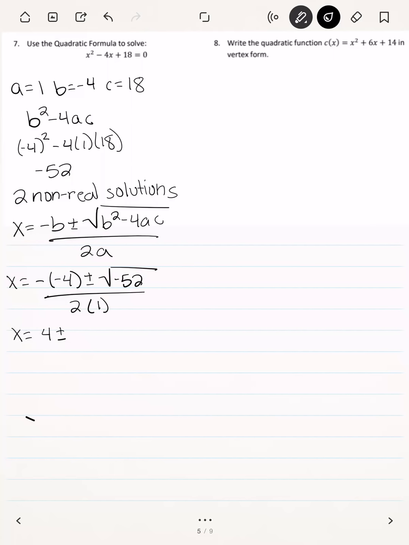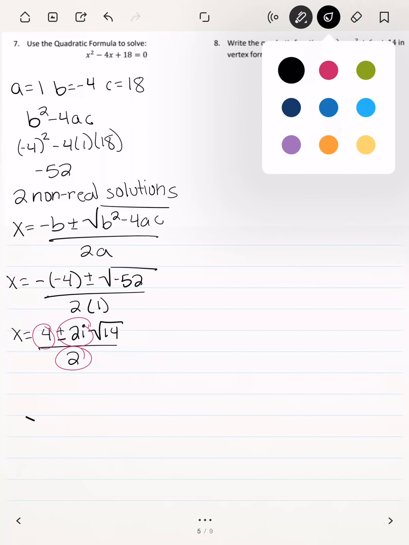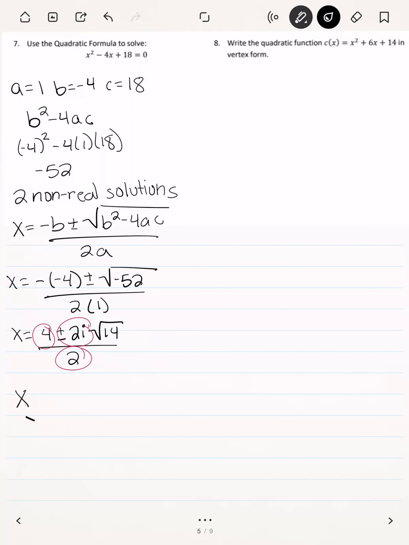Now I need to simplify the radical, so I look for the biggest perfect square that goes into 56. That would be 4. So the square root of 4 is 2. The square root of negative 1 is i. And what's left over is 14. And then 2 times 1 is 2. Now I can simplify everything that is not under the radical. So I can simplify the 4, the 2i, and the 2. 4 divided by 2 is 2. So I get x equals 2. 2i divided by 2 is 1, so plus or minus just 1i or i, root 14. And there you go, I solved it using the quadratic formula.